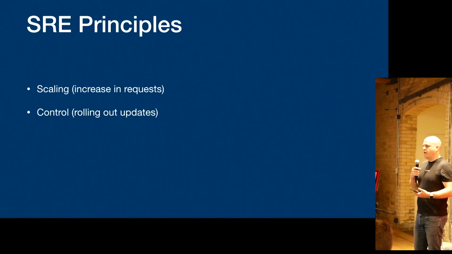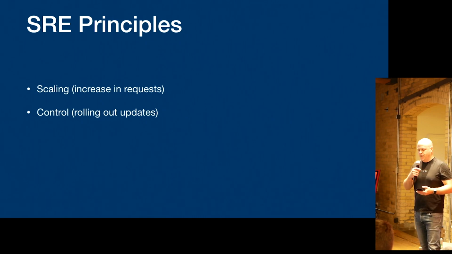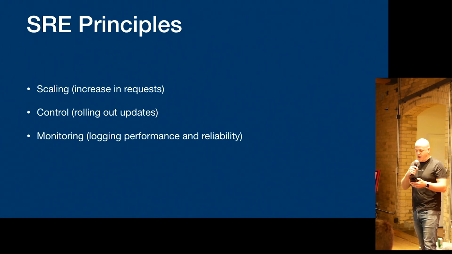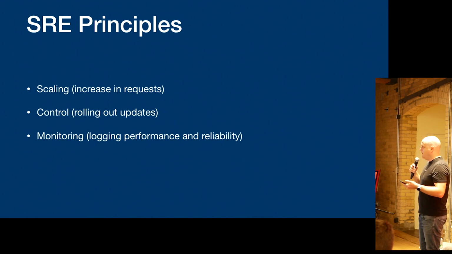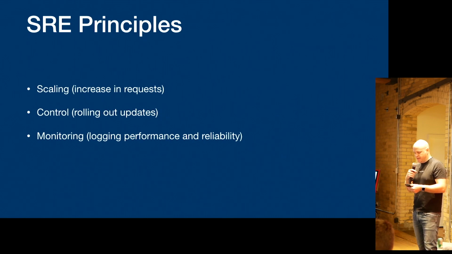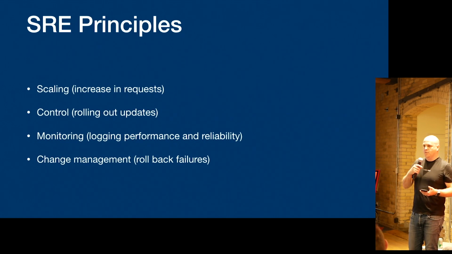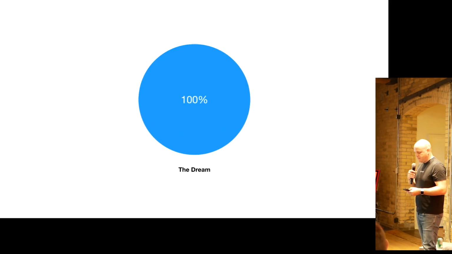Control, which is rolling out updates, so how you're actually shipping the software. This isn't like back in the day where you burn a CD-ROM and put it on a shelf in the store, which is kind of similar to how we ship iOS software. Monitoring, so how you log what's going on, the performance of the app, and how reliable it is. Also, change management, which is what you do if something goes wrong. You can roll it back.